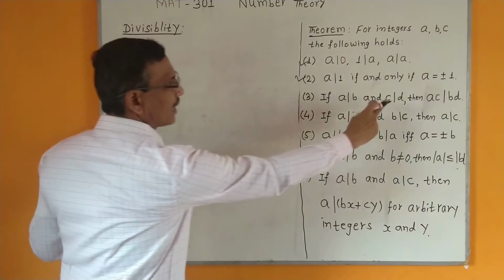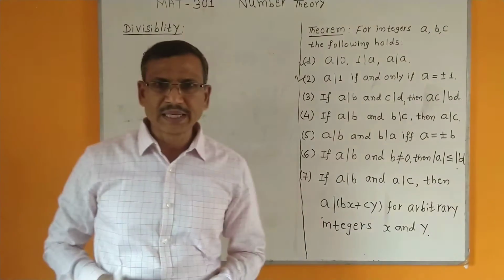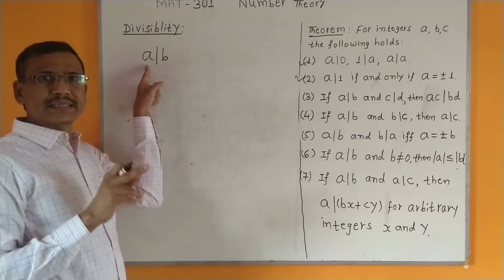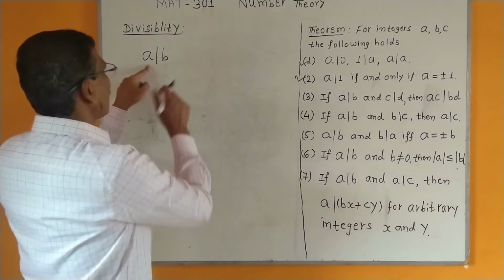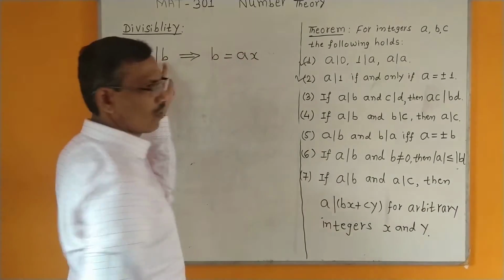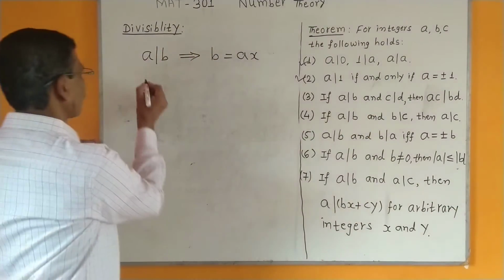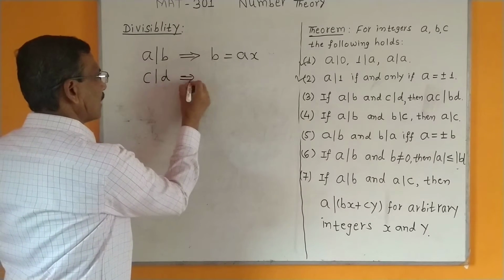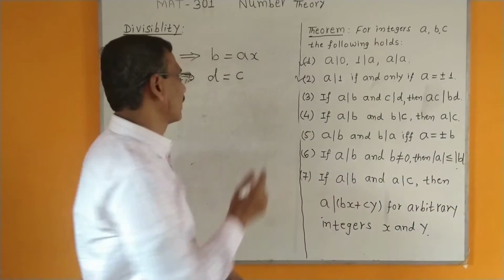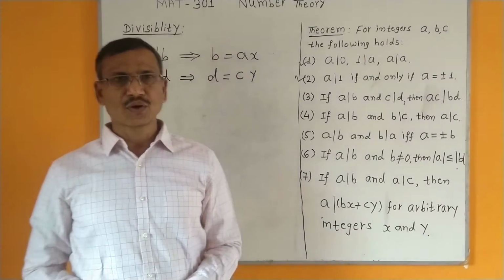What is given? a divides b and c divides d. Now a divides b. Apply the definition of divisibility. a divides b, that means b is divisible by a, and b is divisible by a if there exists some integer, I am taking x, such that b is equal to ax for some integer x. x is an integer. Second, c divides d. That means d is equal to c into some another integer. We shall denote that integer by y. We have written these two equations by using the definition of divisibility.